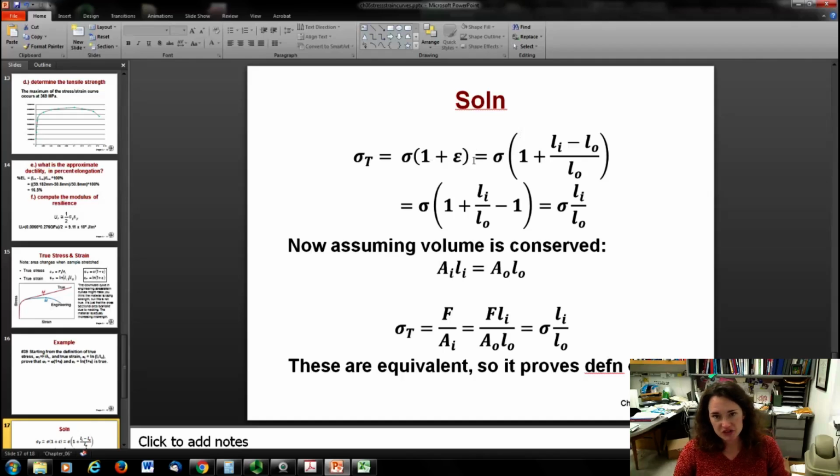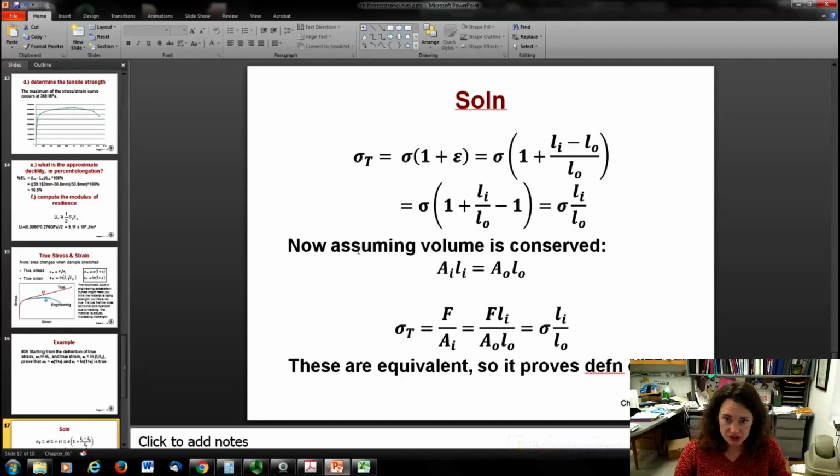So I want to prove that sigma true is equal to sigma times 1 plus epsilon. So I'm going to stick in the definition of epsilon first. So that's sigma times 1 plus (Li minus L naught) over L naught. Remember, L naught here is my initial length, and Li is the length at time t equals ti, okay? So if I expand that fraction, (Li minus L naught) over L naught, then I get sigma times 1 plus Li over L naught minus 1, because you're subtracting off L naught over L naught, which is minus 1. And then the 1's cancel out, and I end up with sigma times Li over L naught.